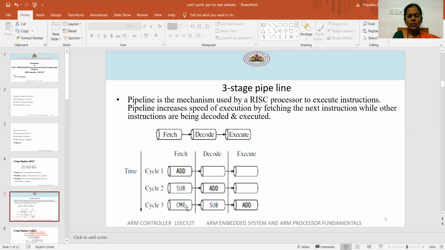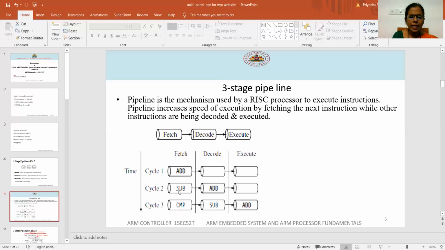In the third clock cycle, the third new instruction is fetched, that is compare, CMP. And the second instruction that we already fetched goes to the decoding stage. And the first instruction, whose decoding was completed in the second cycle, goes to the execution stage.